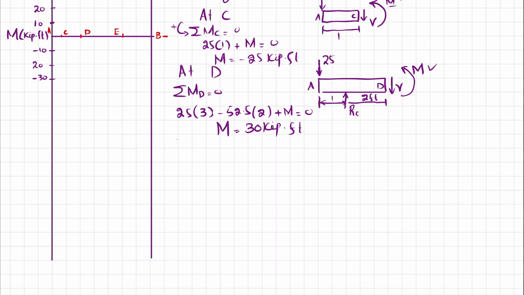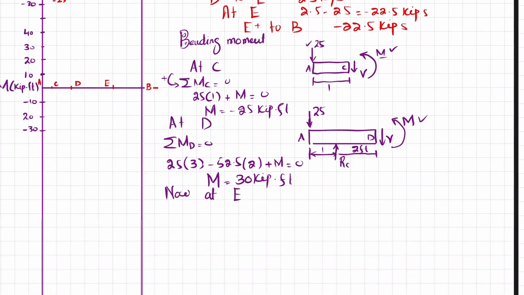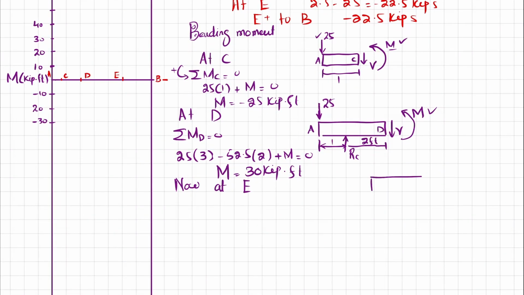Now we will move toward point E. You have to cut the beam at point E, and again you have to draw the free body diagram. So I will show you.